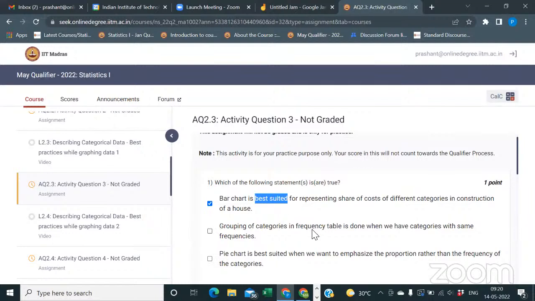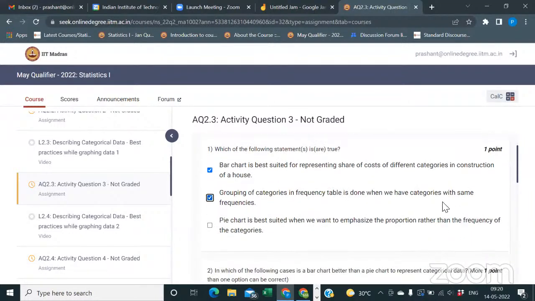Now come to the second statement. Grouping of categories in a frequency table is done when we have categories with the same frequency. Whether it is correct or not? Wrong, sir.